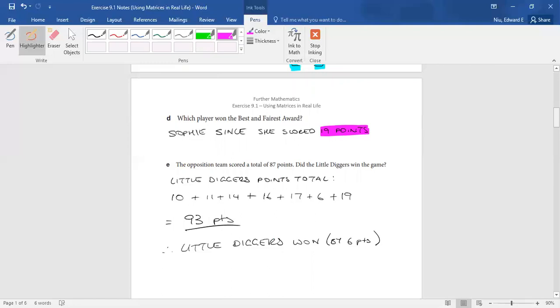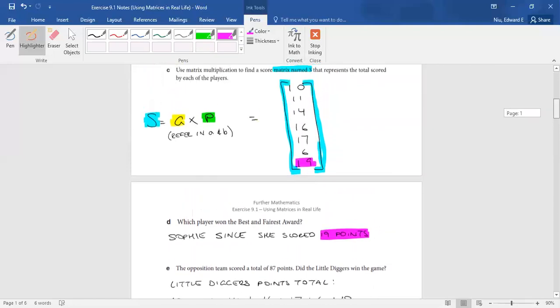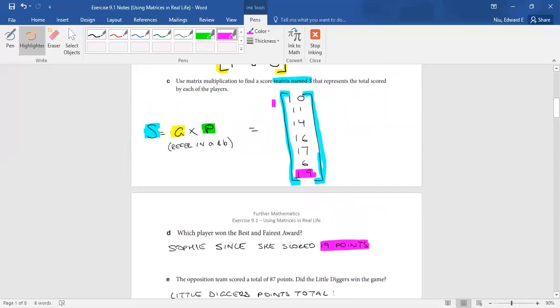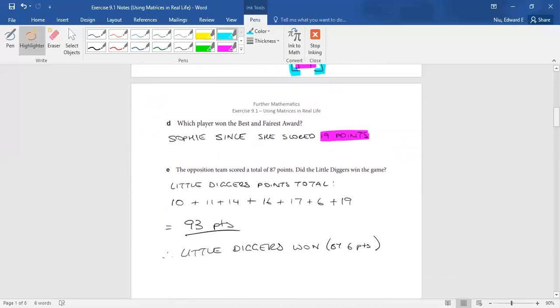Well, what we figured out in Part C was the total of what everyone scored. So if the 7 players scored 10, 11, 14, 16, 17, 6, and 19 respectively, we can actually add all those numbers from above. Okay, and remember Sophie was the winner, so she had 19.